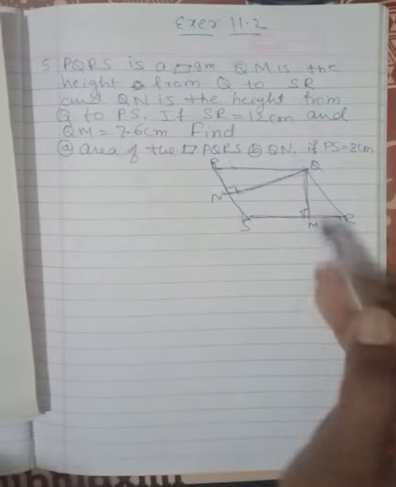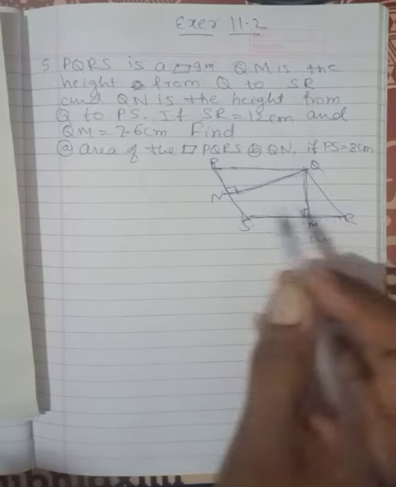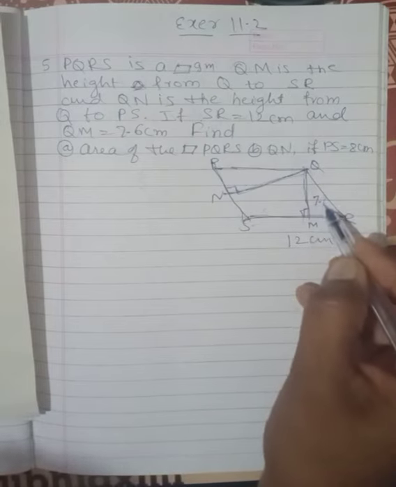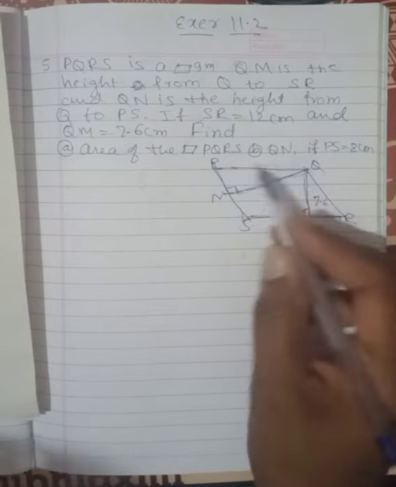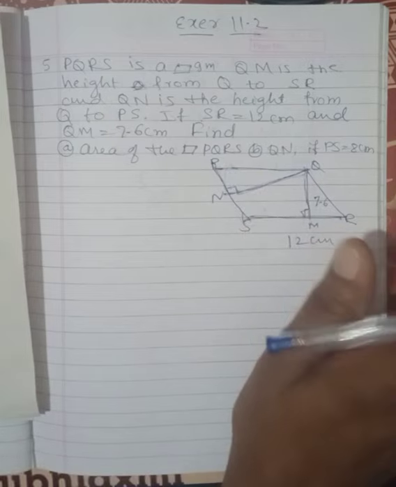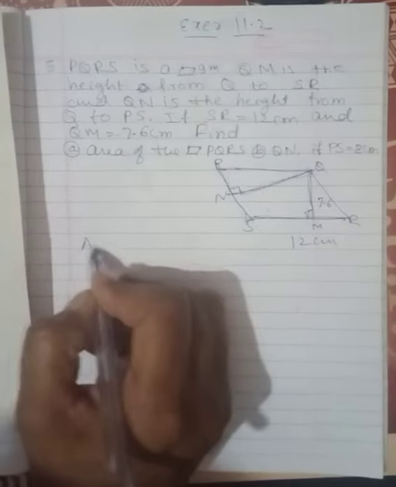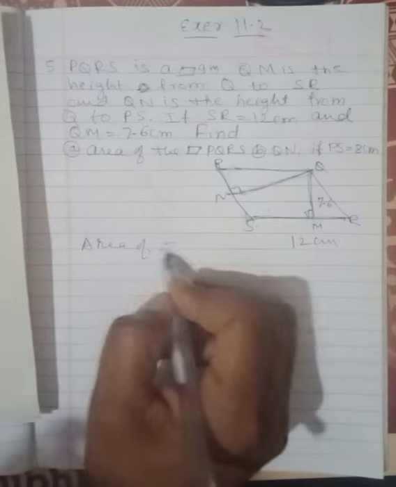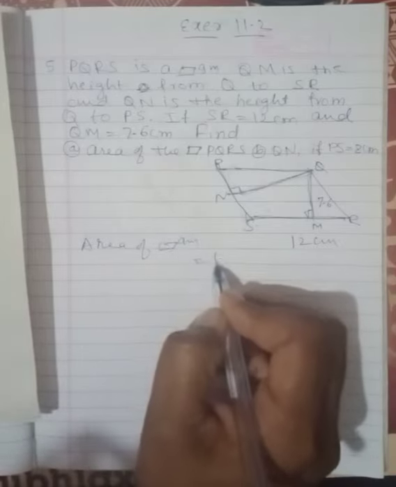Okay, now if SR is equal to 12 centimeter, very simple, and QM is 7.6 centimeter, it is given. Find area of parallelogram PQRS. First of all, we'll complete this one. Okay, first area of parallelogram, this is the symbol of parallelogram, is equal to base into height.